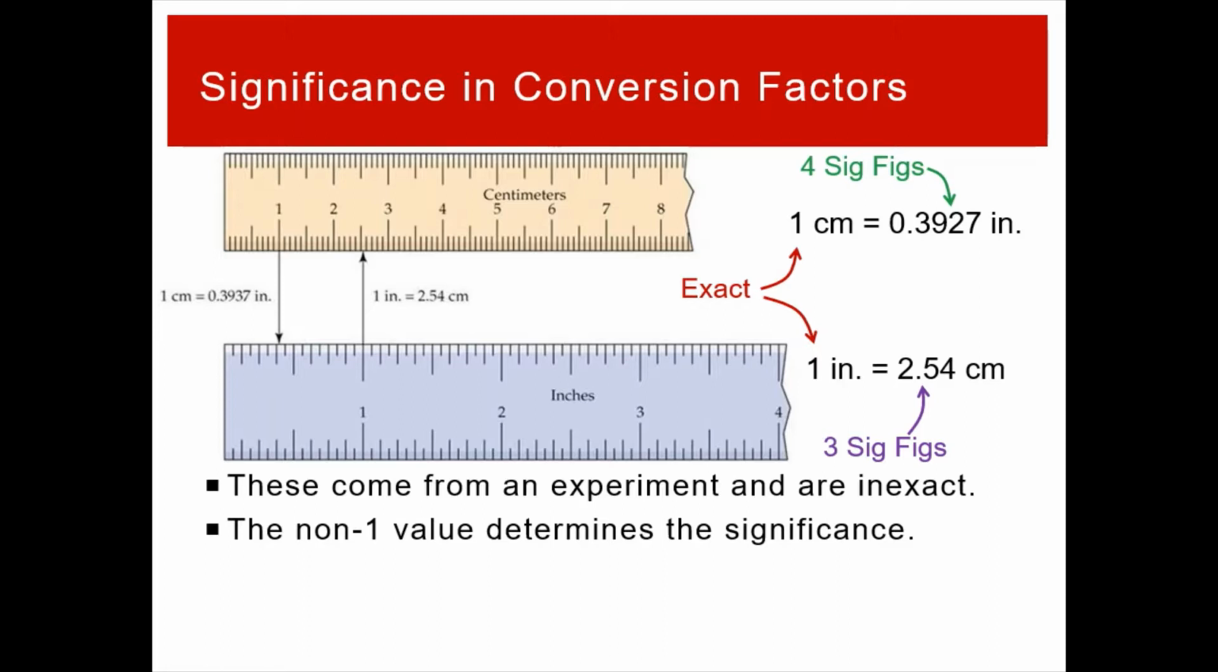We could also go the other way. 1 inch is 2.54 centimeters. The value that has a 1 is always going to be exact, and the other value is always going to be inexact, and you can tell by how many sig figs it has. So you would want to use that to count how many sig figs you need for rounding.